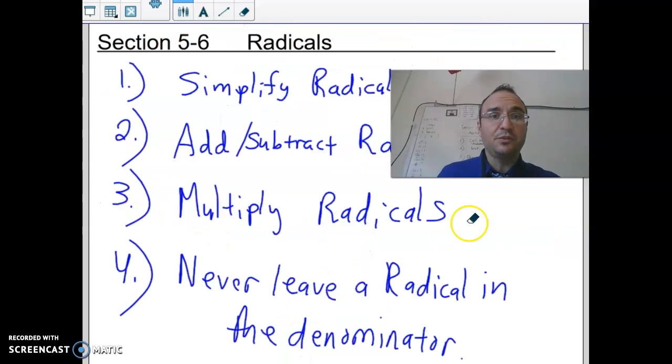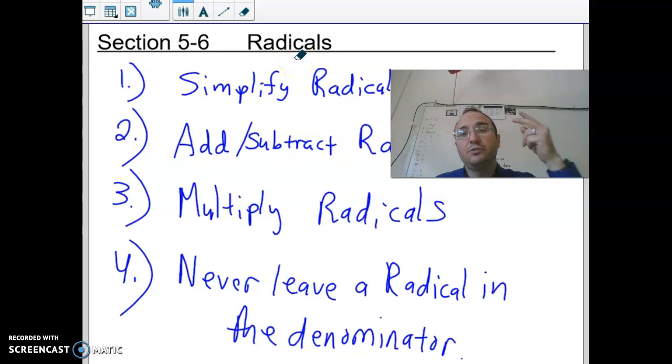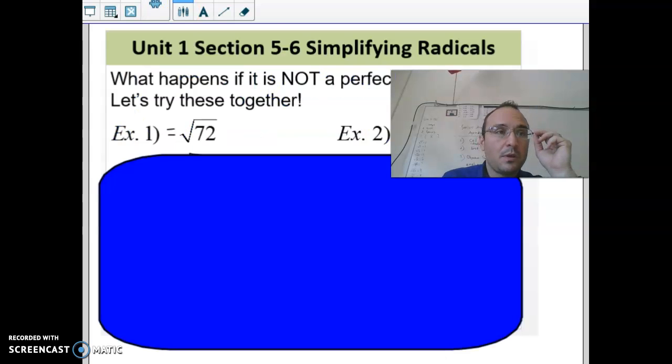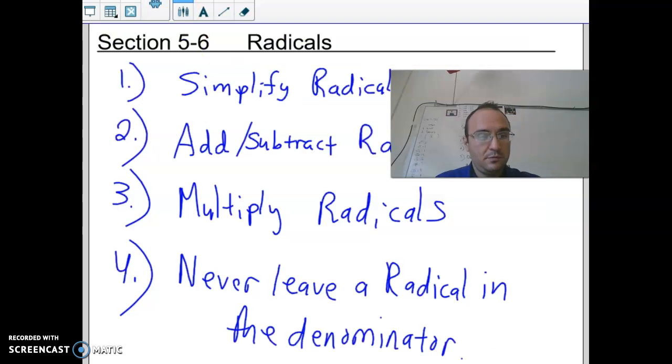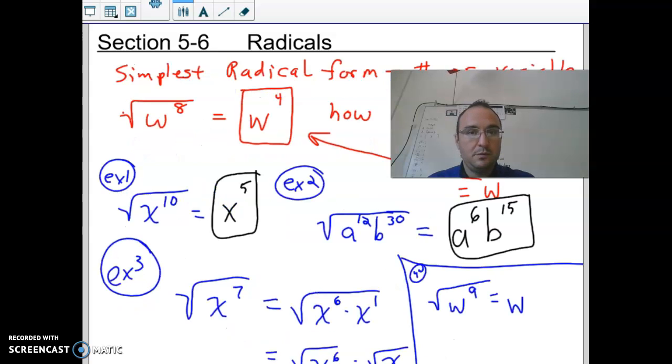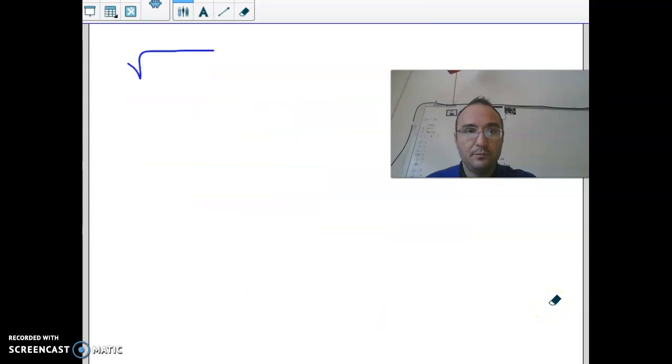So that's an example. These are the four things we're going over. We're going to do a little bit of multiplying, but number one is simplifying radicals. We're going to add and subtract radicals. We're going to multiply radicals, and we never leave a radical in the denominator. We did another one: the radical of w to the 9th becomes w to the 4th, radical w.